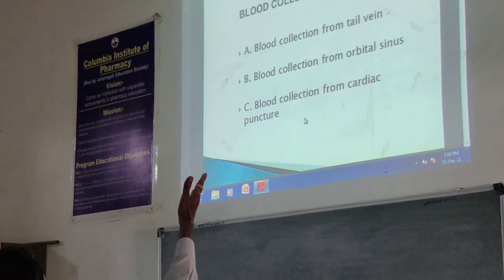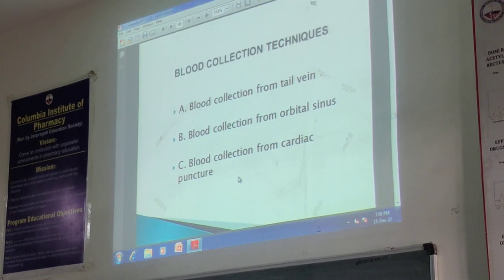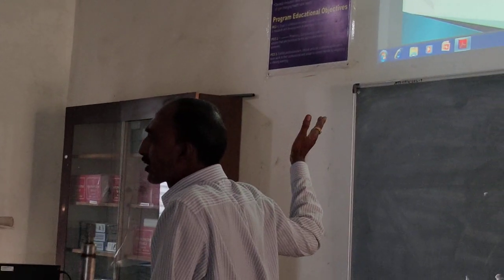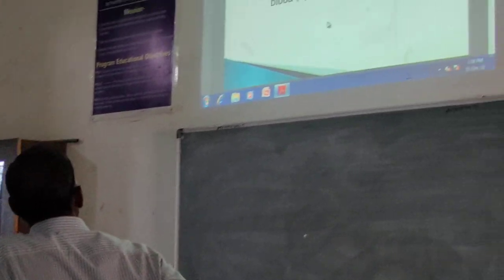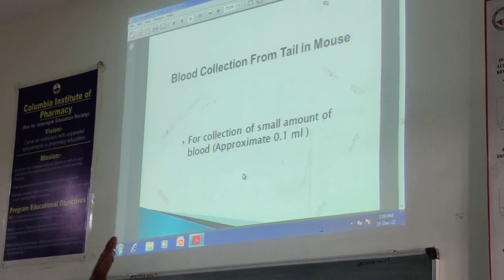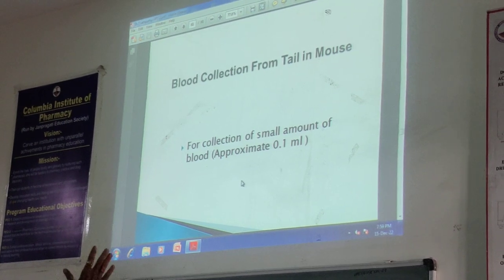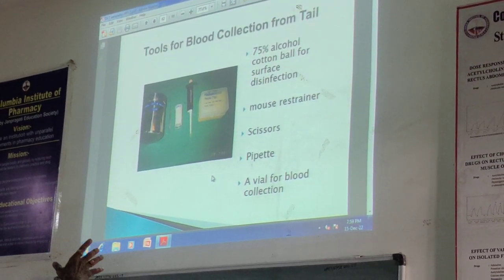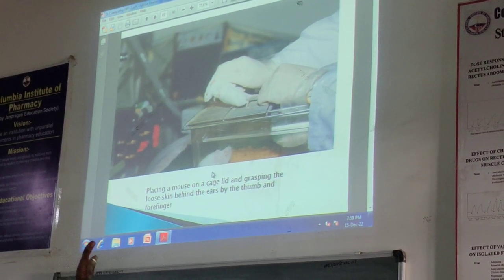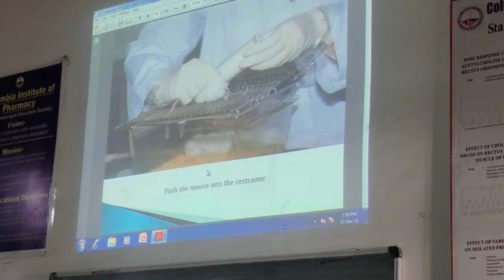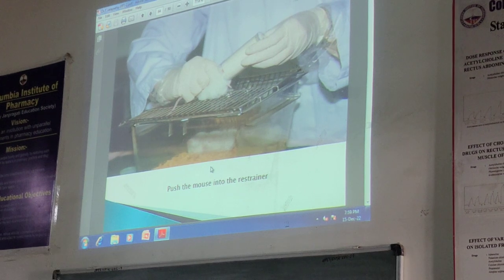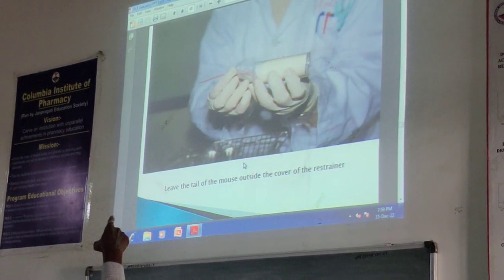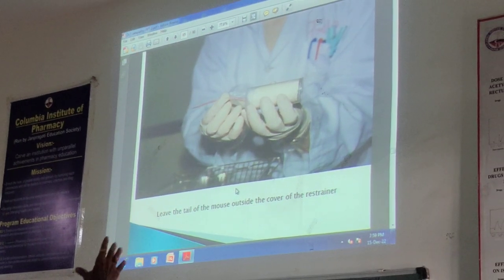Tail vein, orbital sinus and cardiac puncture, these are the three main important methods where we can collect the blood. Right? Blood collection volume approximately 0.1 ml. These are the requirements. This is again the holding technique. This is the rat restrainer. This is the tail vein process through which the blood can be withdrawn.